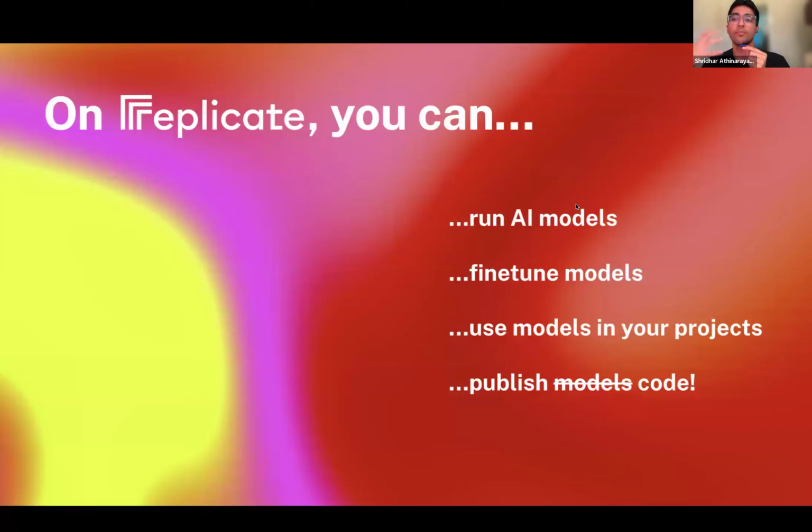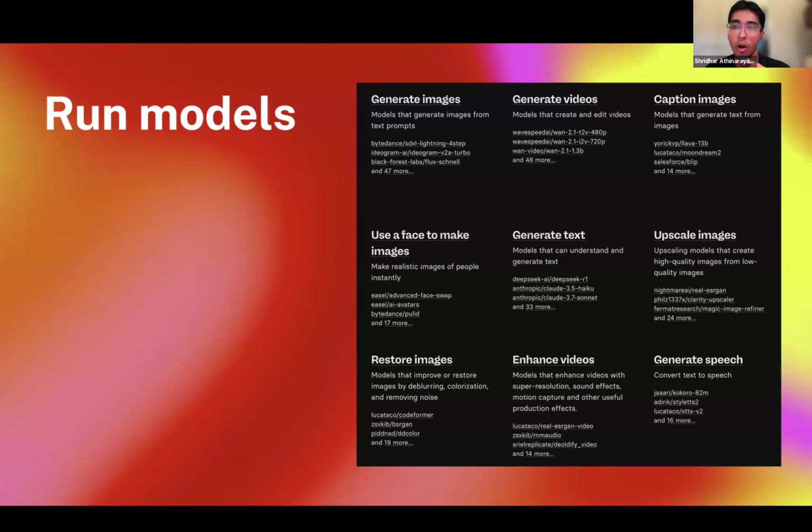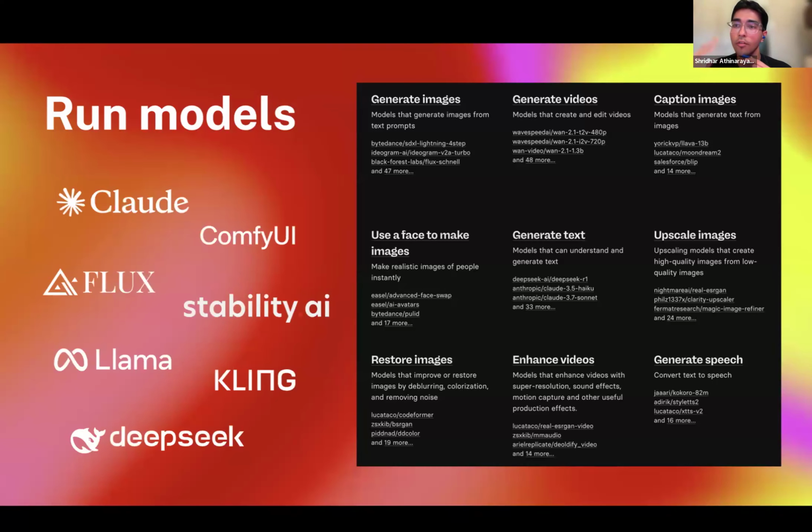Right. So those are the four things I boiled it down to with what you can do with Replicate. Again, running all the models, we had our model curation, all of these different use cases. But something else we have is all of these model providers like Claude, Anthropic, we have Comfy UI, we have Flux, which is one of the leading image generation models. We have Stable Diffusion from Stability AI. We have Meta's language models, which are the Llama models.